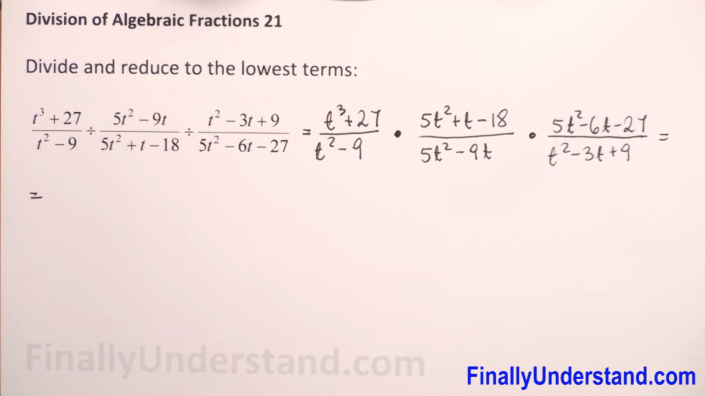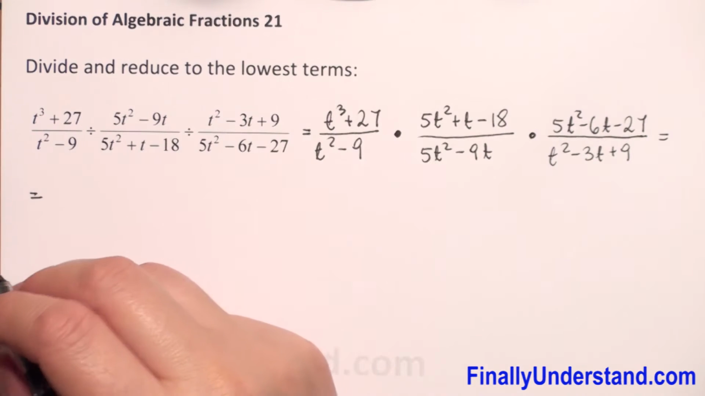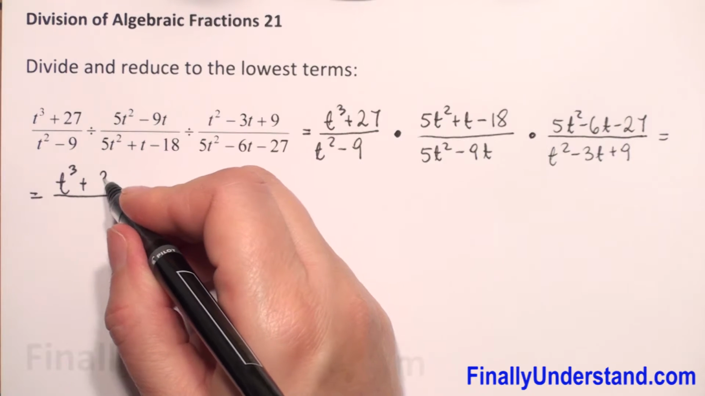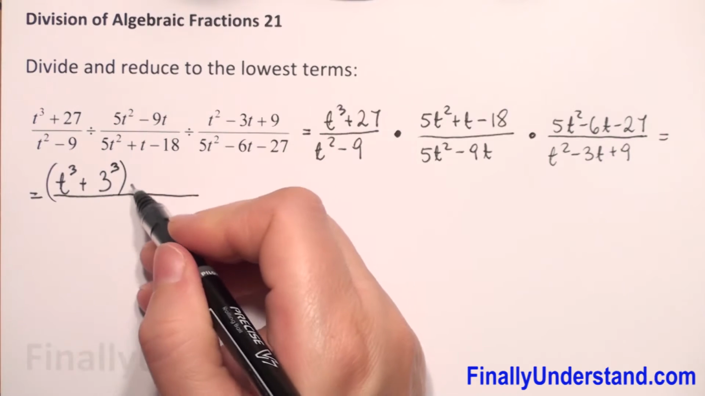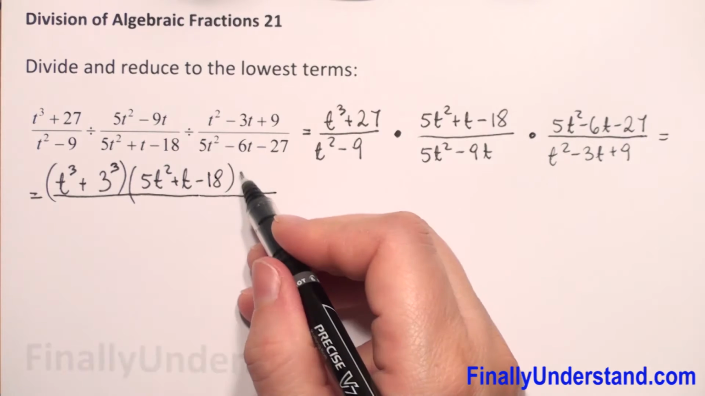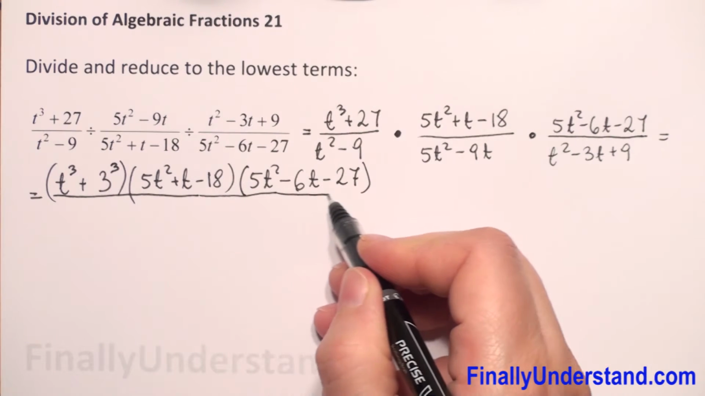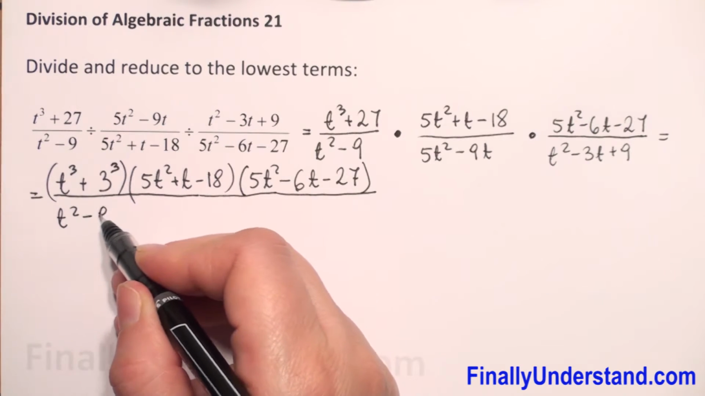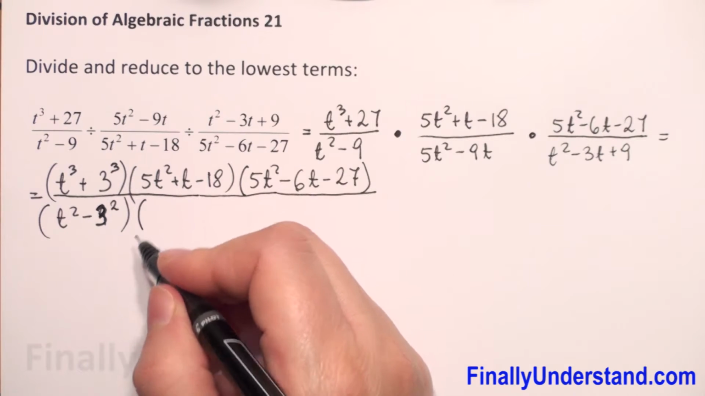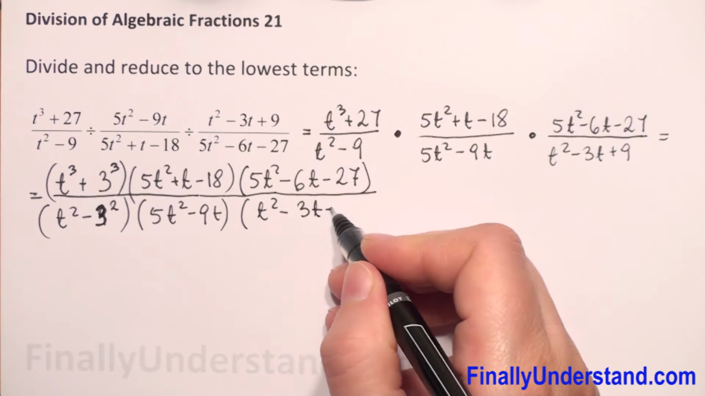And we know that when we multiply, we multiply numerator times numerator and denominator times denominator. So it will be t cubed plus 27, and 27 I can rewrite as 3 to the third power. This whole expression I have to multiply by 5t squared plus t minus 18 times 5t squared minus 6t minus 27. And in the denominator we have t squared minus 9, which I can rewrite as 3 to the second power, and we have 5t squared minus 9t times t squared minus 3t plus 9.